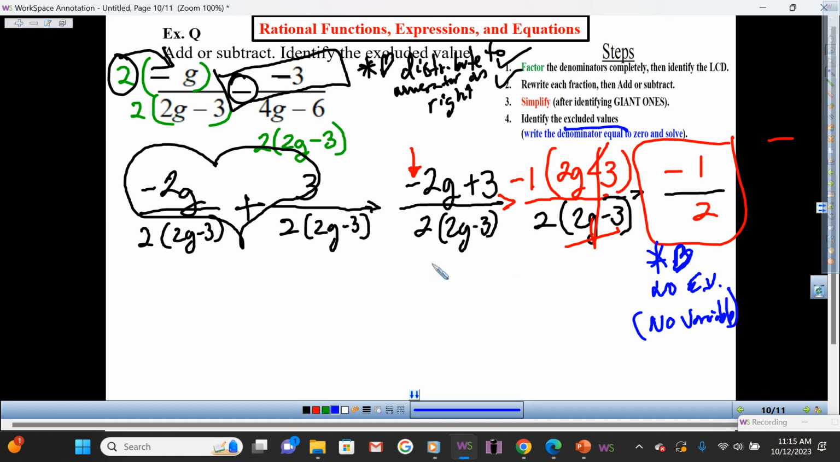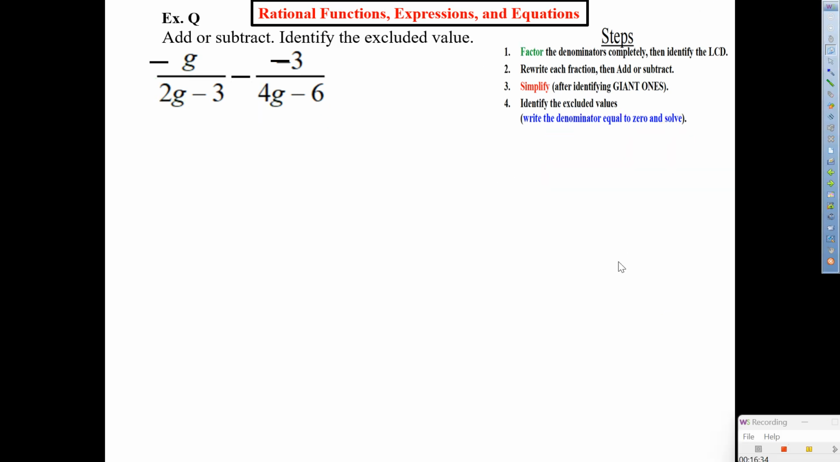All right, so what's the difference from addition to subtraction? That we need to distribute what? That negative to the numerator. All right? So with that said, give me a second. Send me your notes, please. Then copy that one on the screen.